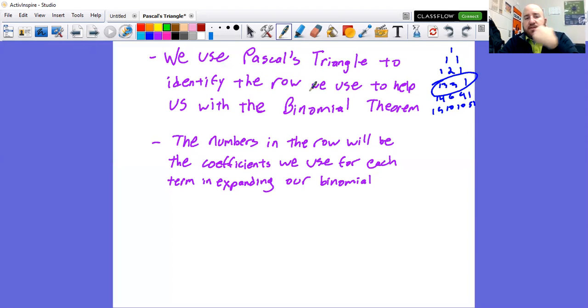So we use Pascal's triangle to identify the row we use to help us with the binomial theorem. Again, I have a smaller triangle written over here. The numbers in the row will be the coefficients we use for each term in expanding our binomial. So again, get that down.